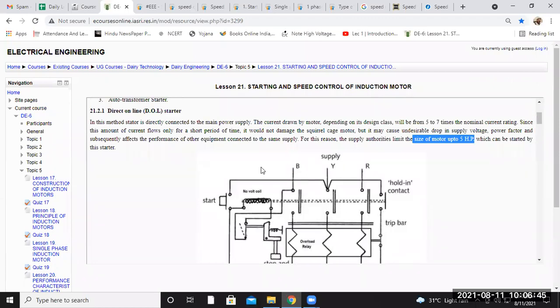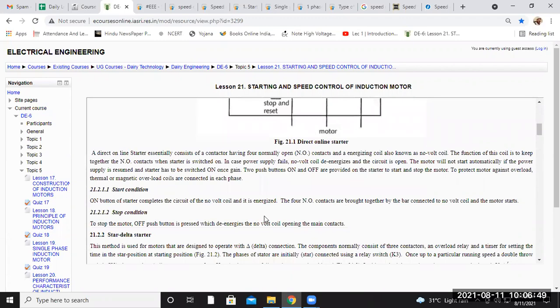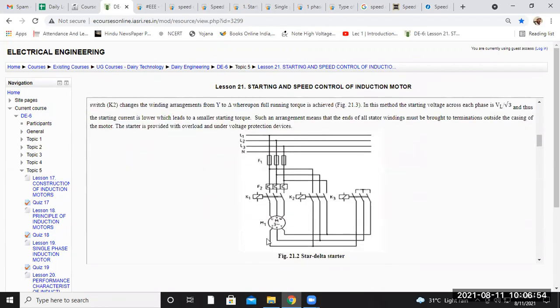So this is the circuit diagram and the explanation of the direct online starting method. Then there is the star delta starter. The diagram of the star delta starter is this. This is the supply line, the three phases L1, L2, L3, and one wire is neutral. This is the induction machine. The induction machine will have three terminals.